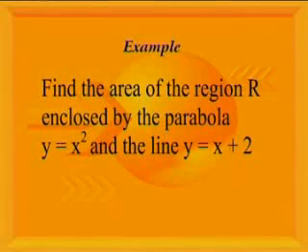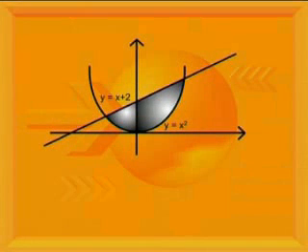Example: find the area of the region enclosed by the parabola y is equal to x square and the line y is equal to x plus 2. We trace this region first in the xy plane. So we have one parabola, the other is the line. It is very easy to trace. So let us see the diagram.